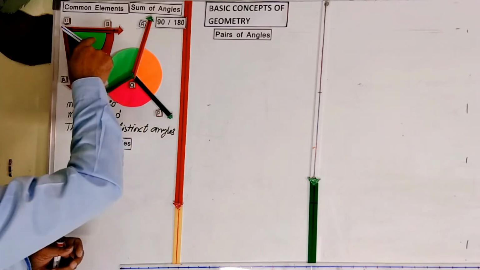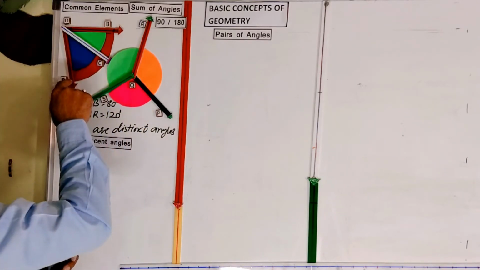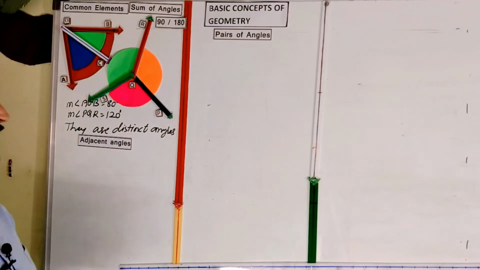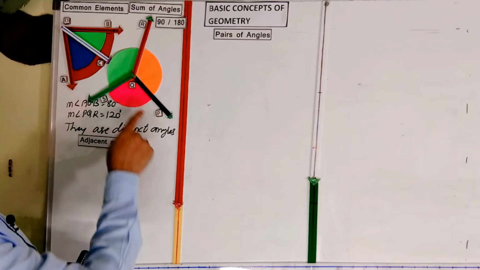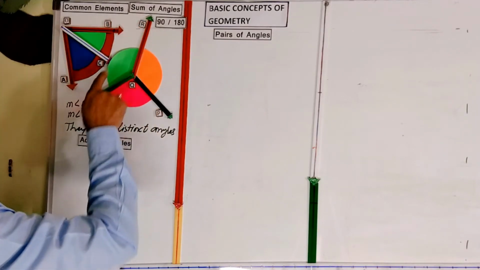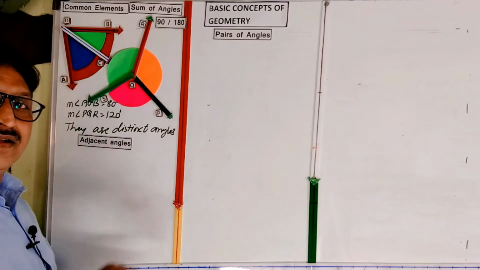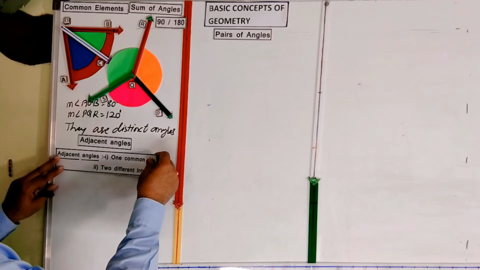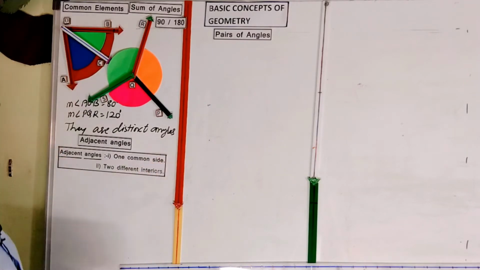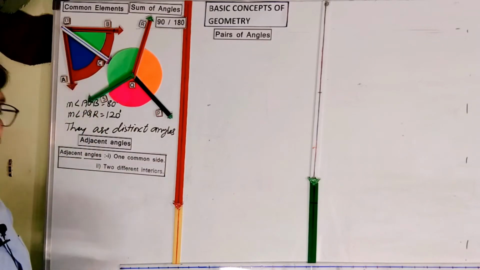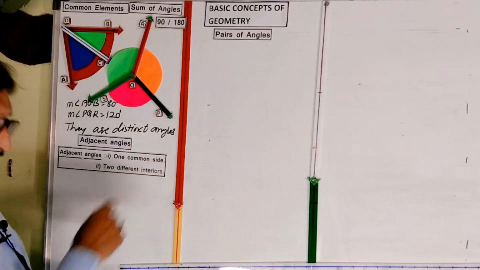That means we got the pair. See, this is the pair, angle AOC and angle COB. Similarly, we have the pair angle PQR and RQS, these two pairs. Now, we can define this. There are two conditions of adjacent angles. Number one, they should have a common side, and two different interiors.